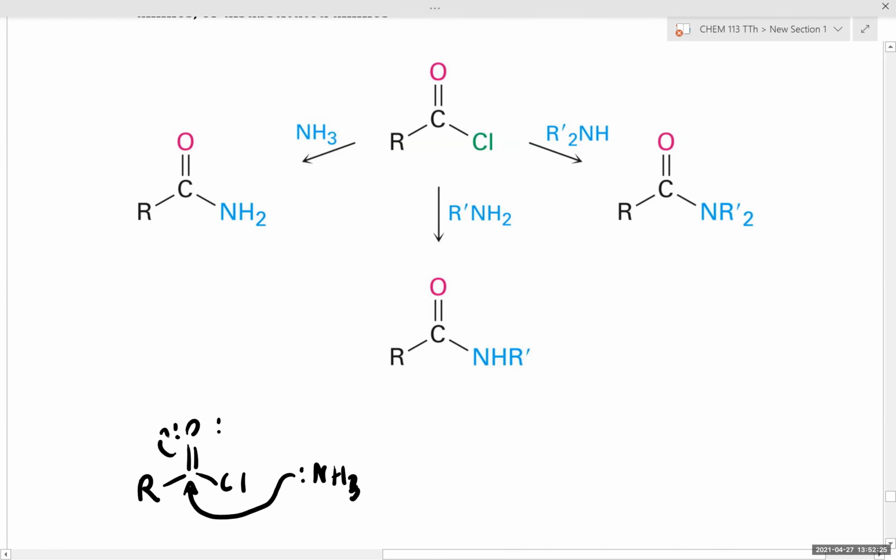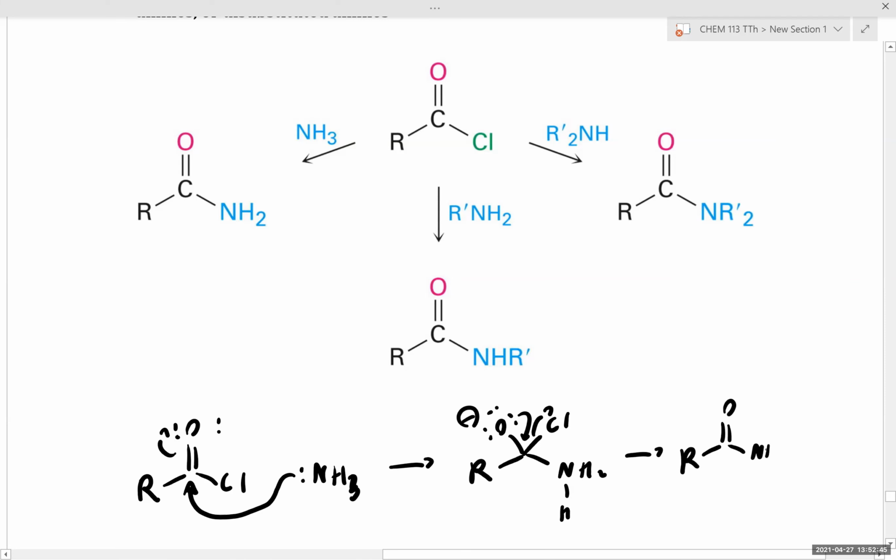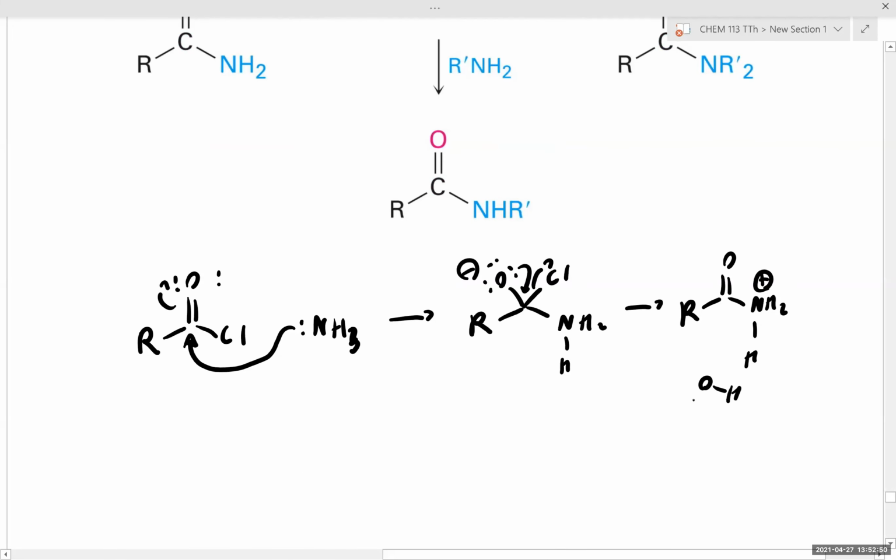Your amine attacks. We get a tetrahedral intermediate. We kick out our leaving group. And then we have a cleanup deprotonation step, where probably another equivalent of amine or an equivalent of added base comes on in and pulls off a proton.